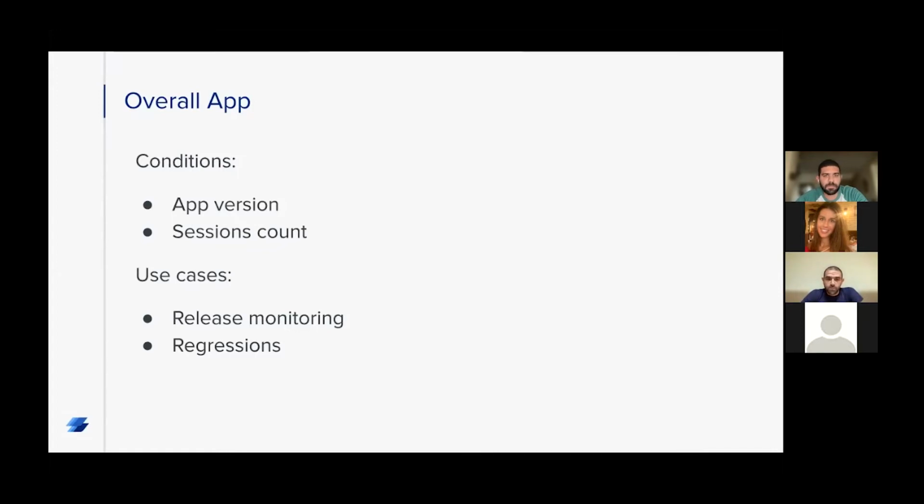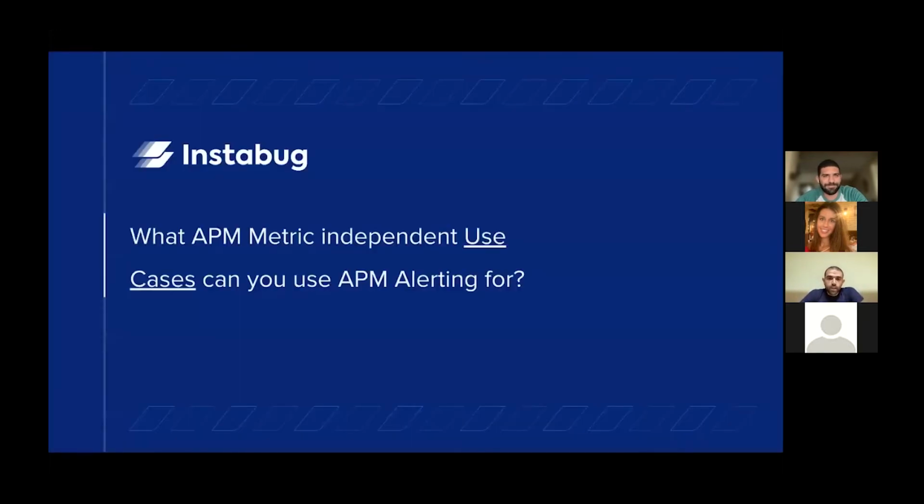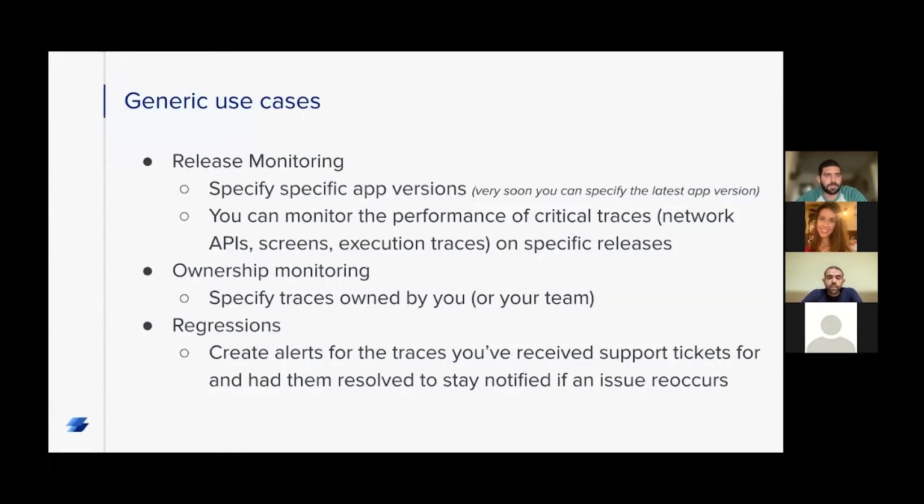Great, thanks a lot, Bassem. So the next part would be the generic use cases you can use APM alerting for, and the ones that are actually independent of any APM metric, that can be set for each and every APM metric from the ones we discussed. And these would fall under three main umbrellas. That would be release monitoring, ownership monitoring, and regressions.